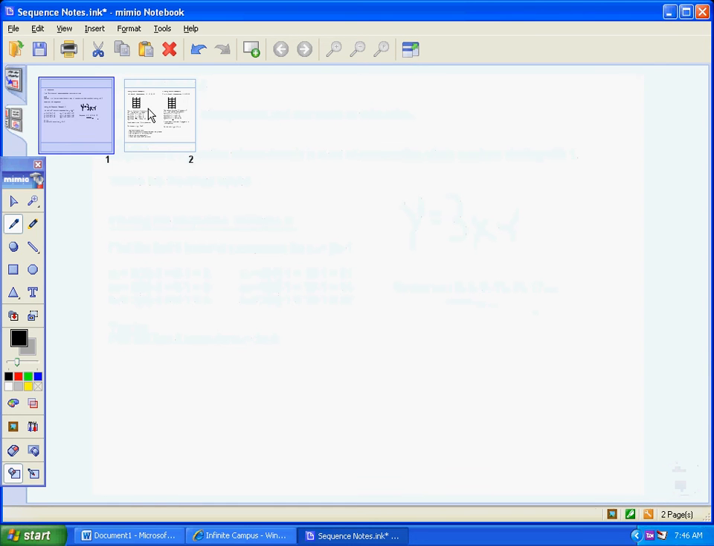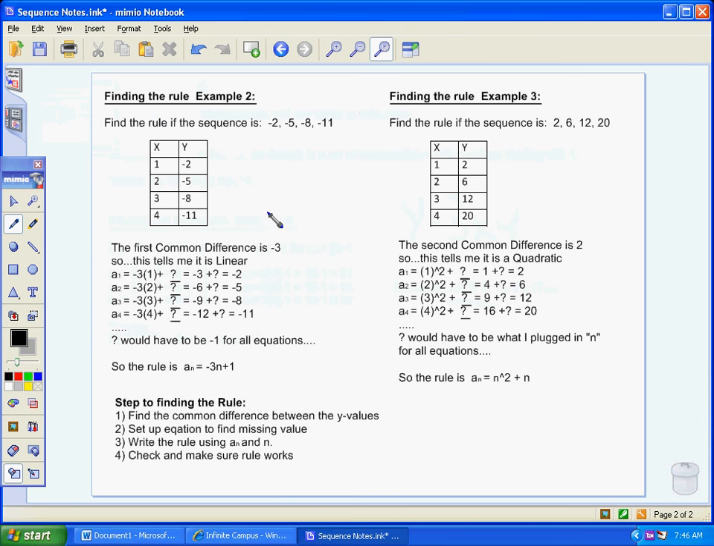If we go to the next slide, which is writing the rule for the sequence, the first thing you need to do is look at this and find the common difference. Since there are 4 terms, I use 1, 2, 3, 4. Same thing here, 4 terms, 1, 2, 3, 4. So I'm going to find the common difference here. The difference between these two is -3. The difference between -5 and -8 is -3. The difference between -8 and -11 is -3. So my common difference is -3. Since I only had to go out one level, it tells me it's linear.